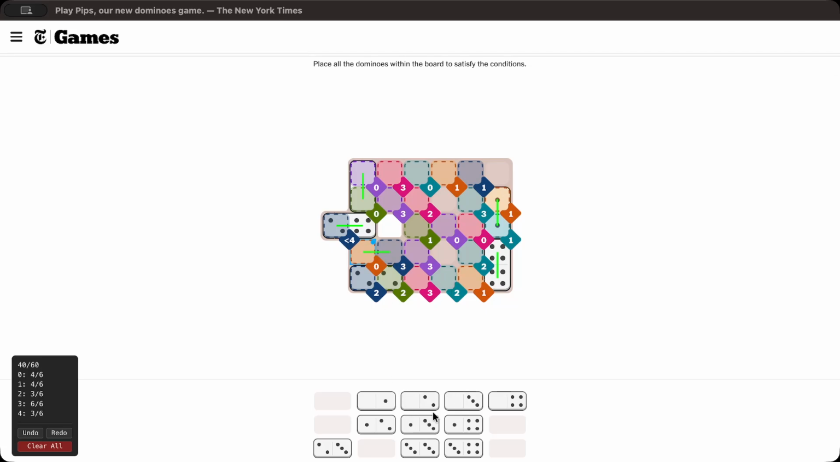Okay, so we have a 0-3 forced here. Well, that's something. Maybe our 2s are now a little more restricted. There is no 2-4, right? This is either 4-0 or 4-3. I don't think that tells me anything yet.